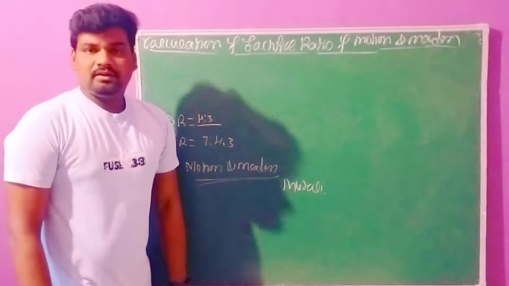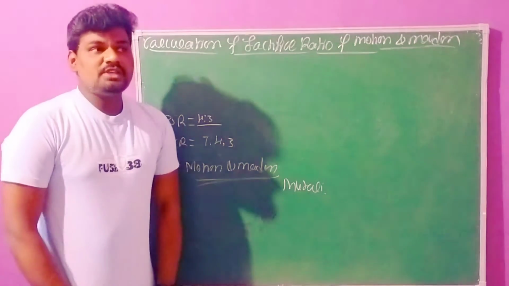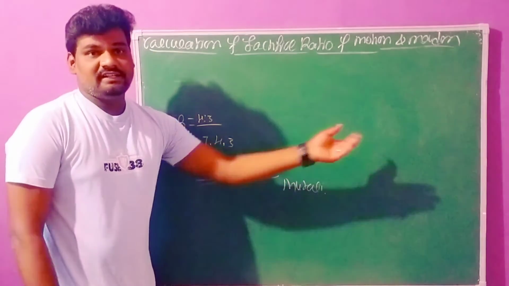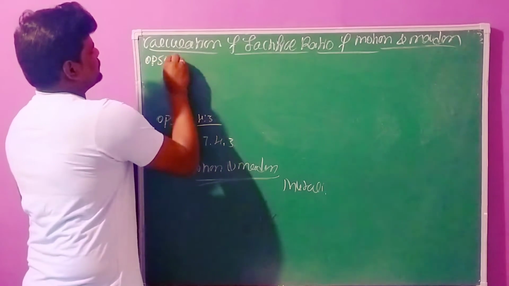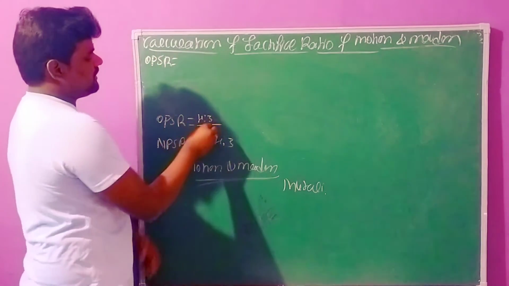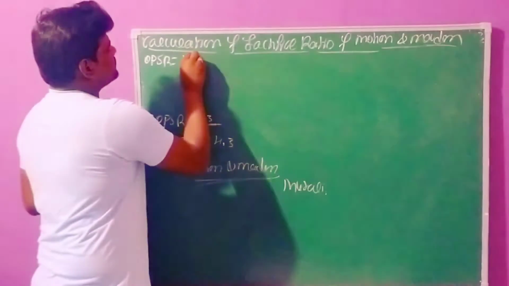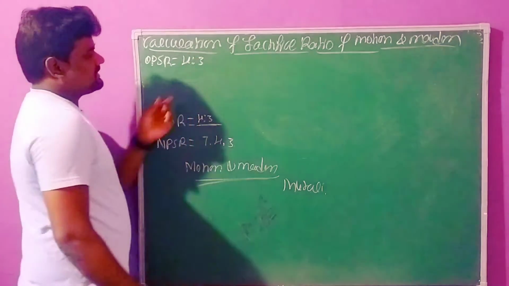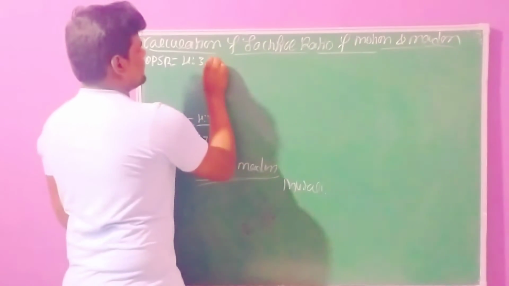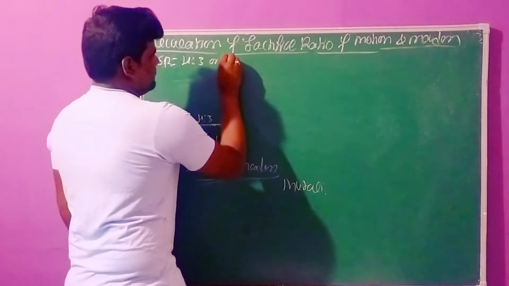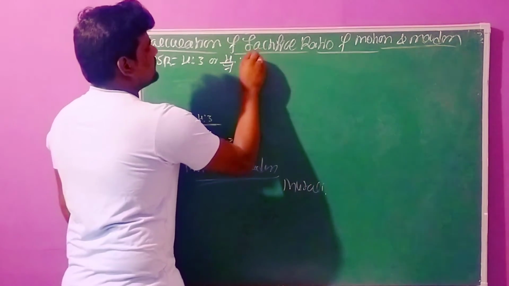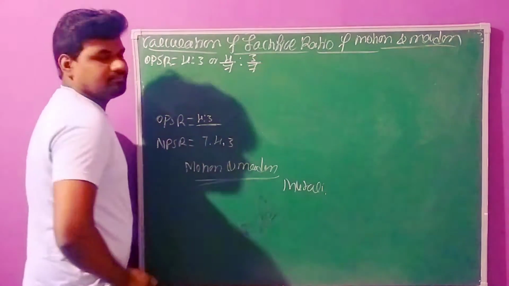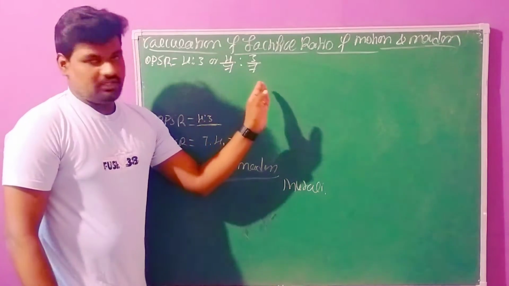So for the calculation of this ratio, first we need to record whatever data they have given. The first one we need to write is the old profit sharing ratio. What is the old profit sharing ratio they have given? 4:3, right? This ratio we can easily convert: 4 plus 3 is 7, so 4 divided by 7 and 3 by 7. This is the old profit sharing ratio.